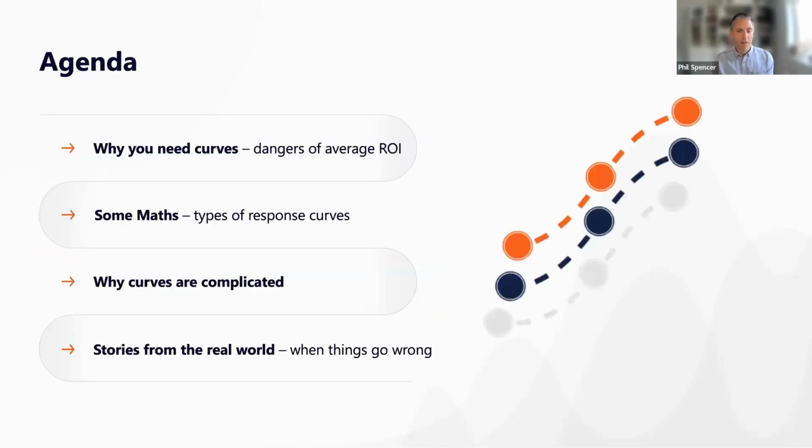In terms of the agenda, we'll start off with why you need response curves and why just relying on average ROI figures from an MMM just isn't enough. Then we'll get into some maths. So what are the different types of response curves and some of the considerations when you're estimating these kind of curves. Next, we'll cover how to actually apply response curves to support decision making in planning and why that involves some nuance and can cause some complications.